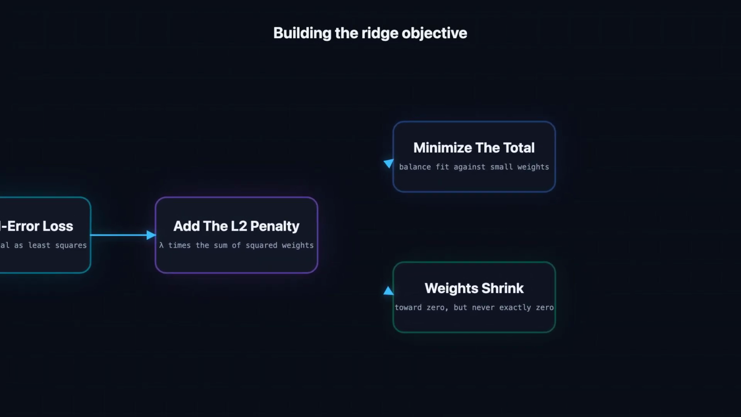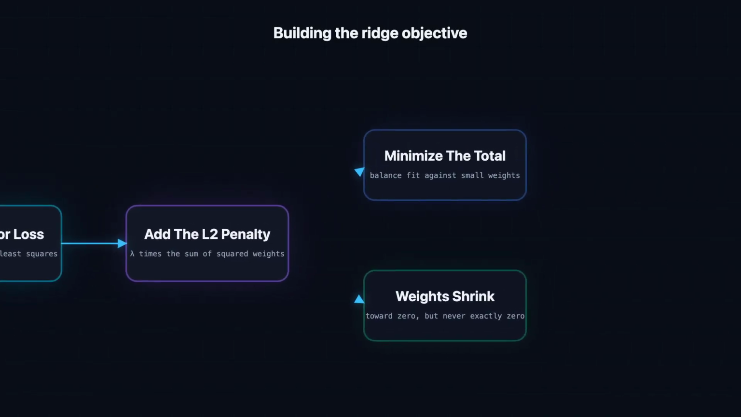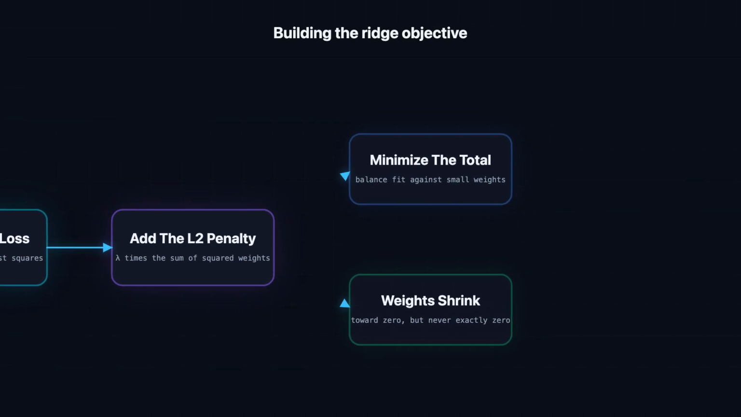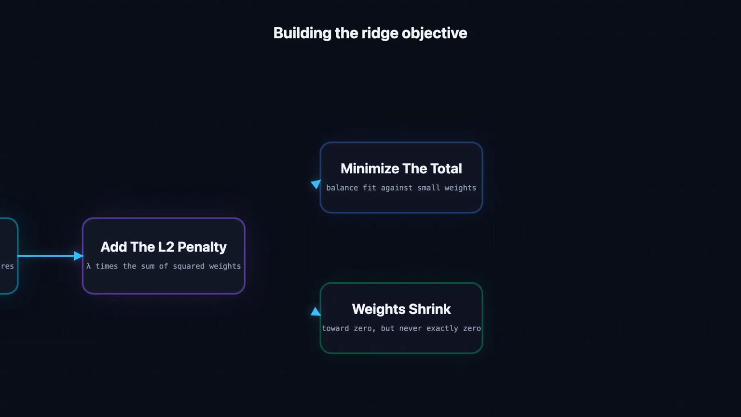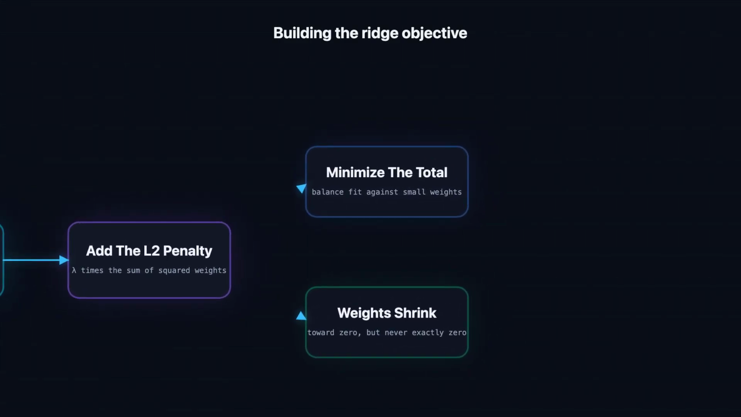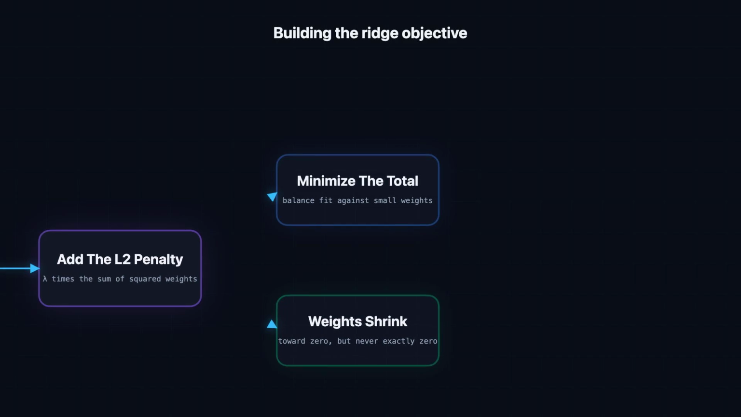Now, add a penalty term, lambda times the sum of the squared coefficients. This is the L2 penalty, the heart of Ridge. It charges the model a price for large weights. So a coefficient now has to genuinely earn its size by reducing error more than the penalty costs. Weights that only exist to chase noise simply aren't worth their price anymore.